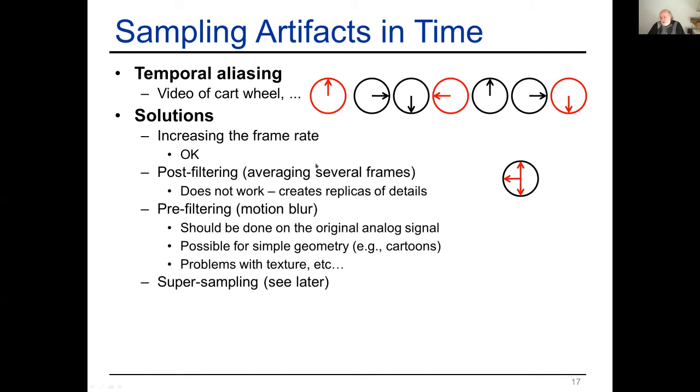And again, to solve that, we would have to increase the frame rate, yes, but that can be costly. Post-filtering, again, doesn't work. If I would filter across the red images here, I would get a blurred version of this wheel, essentially with copies of the spokes put on top of each other. That's not what I want, right? And again, pre-filtering is not really an option. We don't know how to do this. The only thing we can do is supersampling, again, taking many more samples in the temporal domain than we're taking normally.